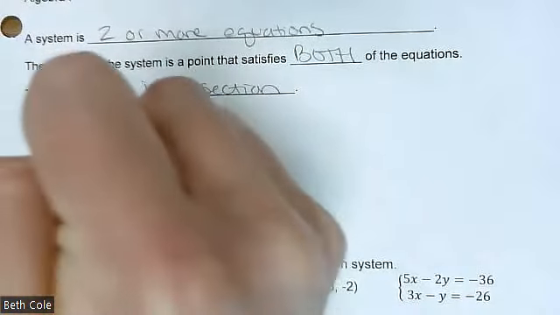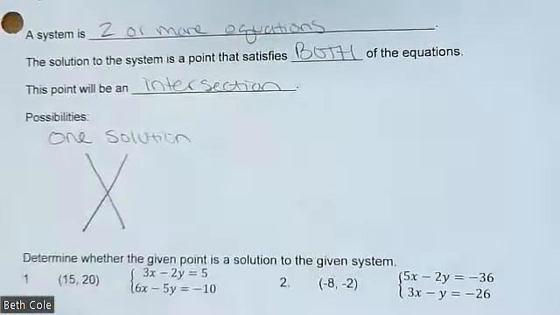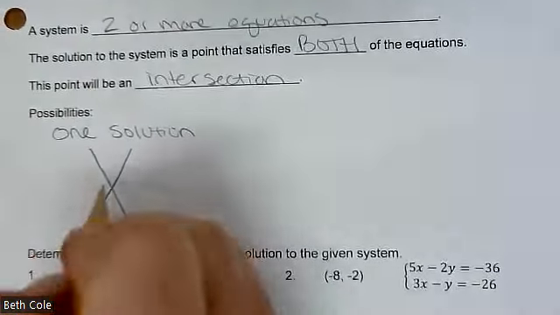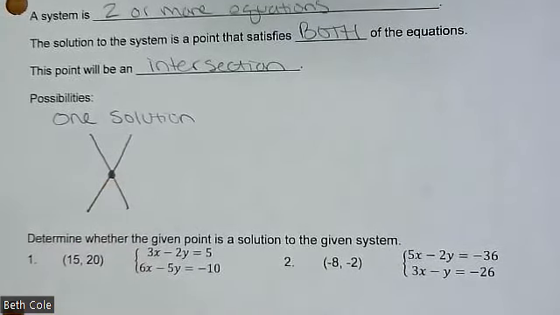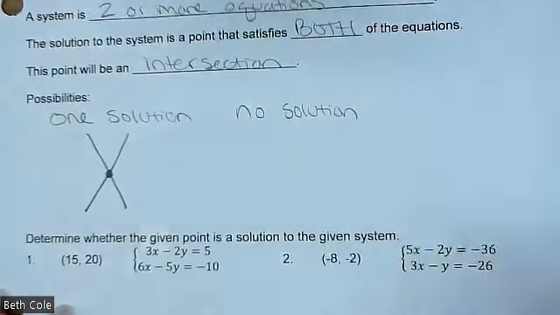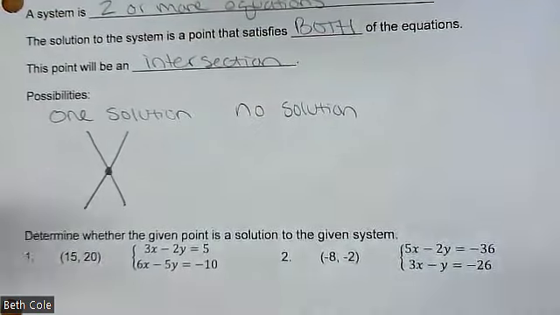You can get one solution, which would be graphs like this, where they just intersect one time and boom, right there where they meet, that's your answer. And so your answer is an ordered pair, like 7, 2 or 3, -8. Do you get what I'm saying? All right. You could get no solution. And what would that look like if the graphs don't meet? Parallel, good, like this.